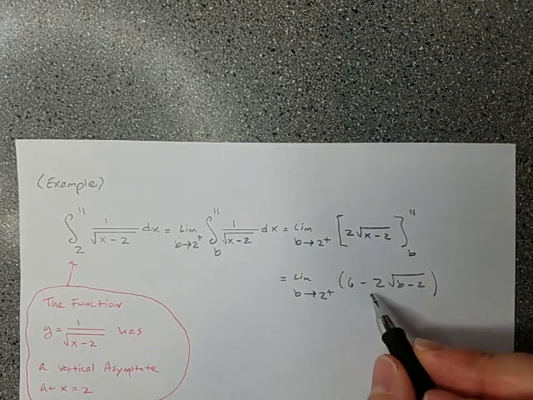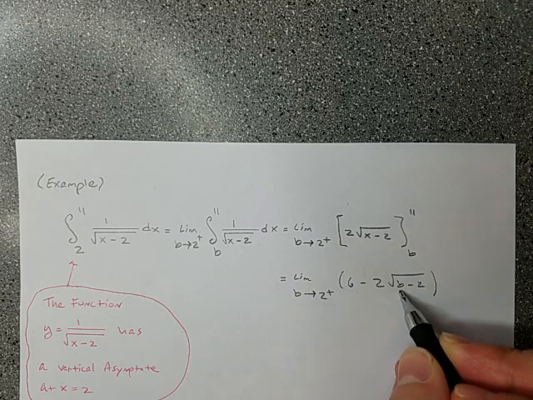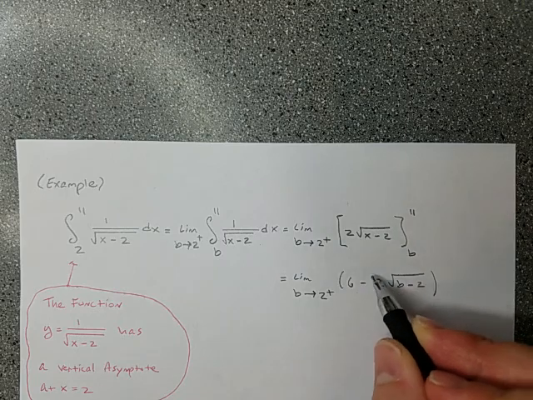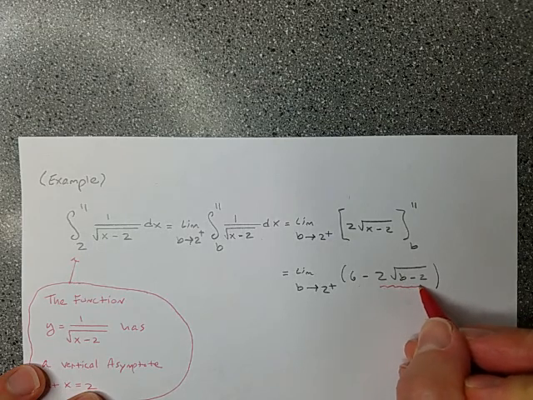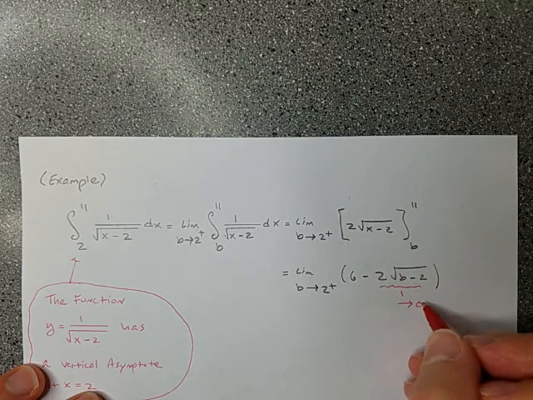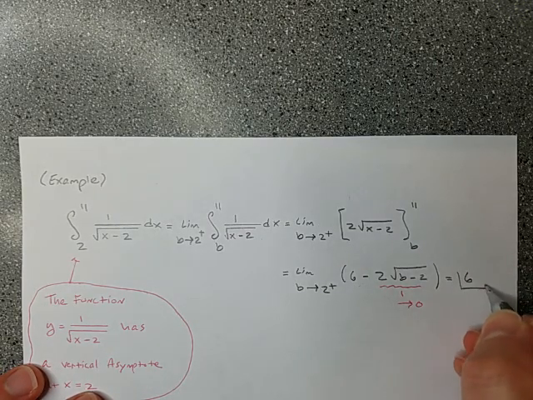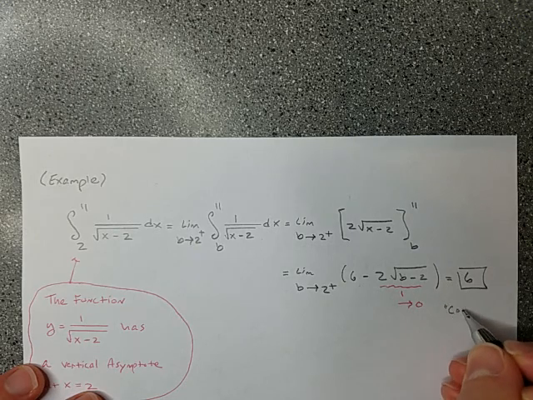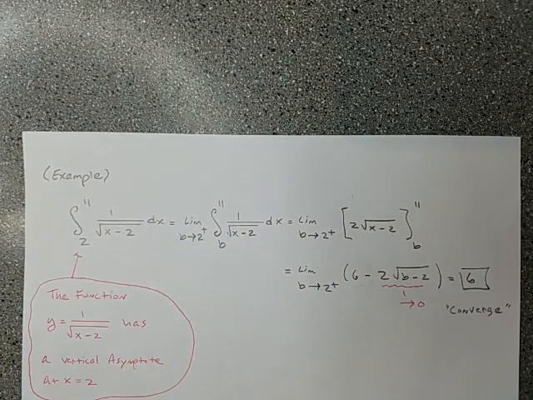Okay, now of this thing right here, what happens if that number goes to 2 from the right? What's like 2.0000001 minus 2? It's practically 0, okay? So if b goes to 2 from the right, you'll find that entire component of this expression is going to go to 0. All right, so my answer is just 6. It's 6 minus 0. What's the term for that? Well, when we work an improper integral and the answer is finite, we say it converges.